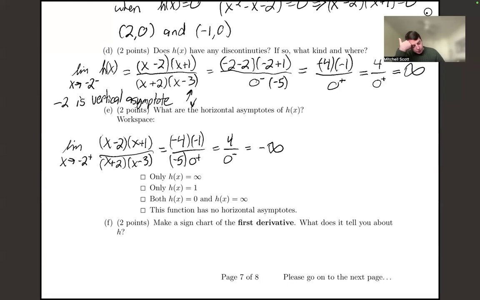So I'm going to, like I said, I will post these notes, so I don't feel bad that I'm going to erase this work.